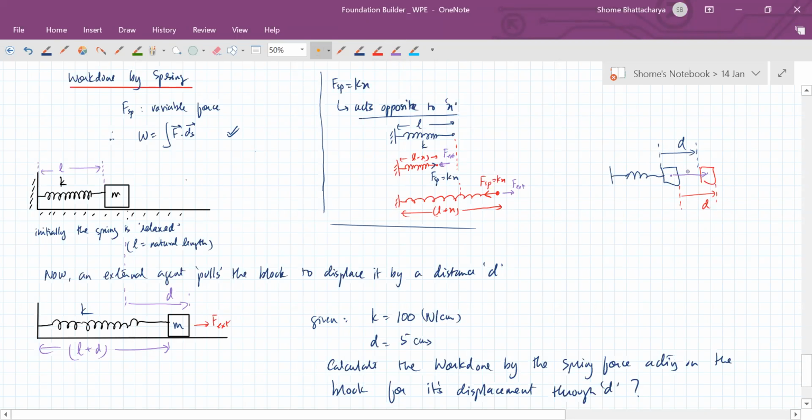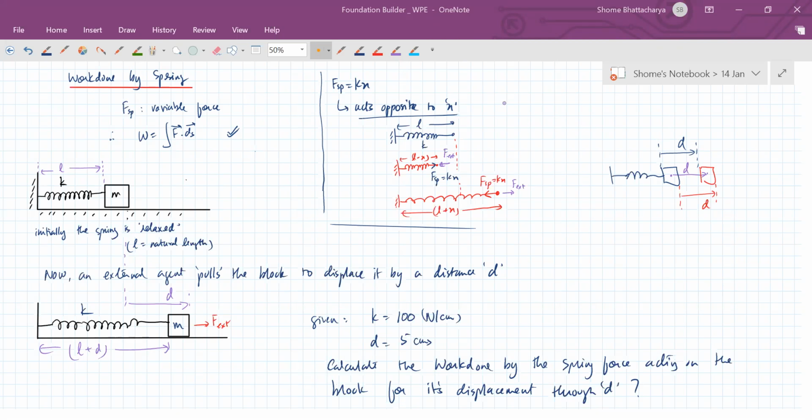Understanding? So it doesn't matter whether we say it's the displacement of this edge or that edge or of the center of mass. It's basically the amount by which the spring is extending. Understood, na Hitanshu?